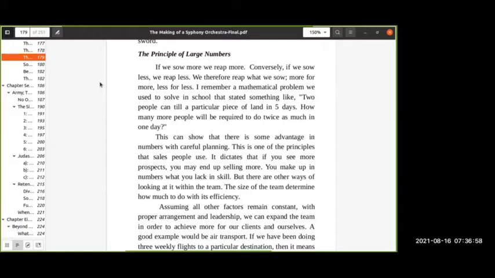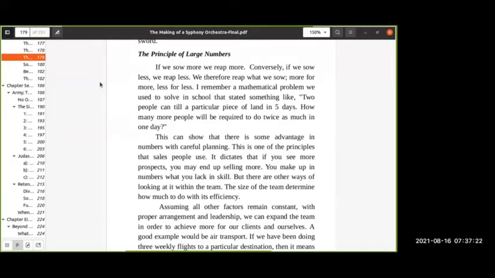I remember a mathematical problem we used to solve in school that stated something like: 2 people can till a particular piece of land in 5 days. How many more people will be required to do twice as much in 1 day? This can show that there's some advantage in numbers with careful planning.